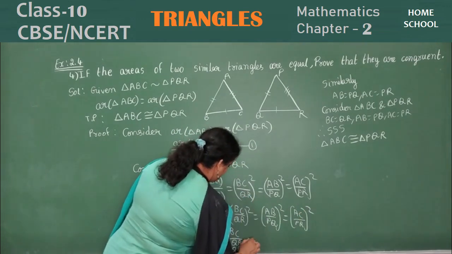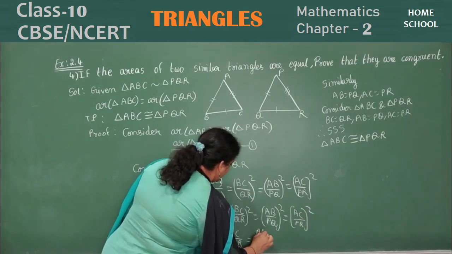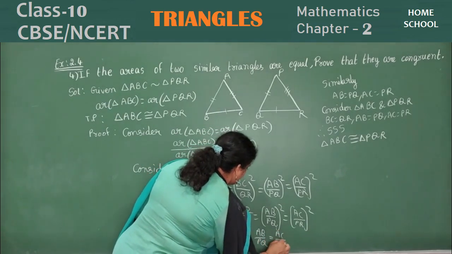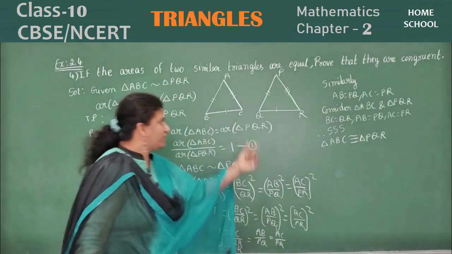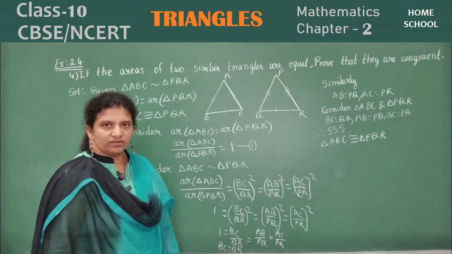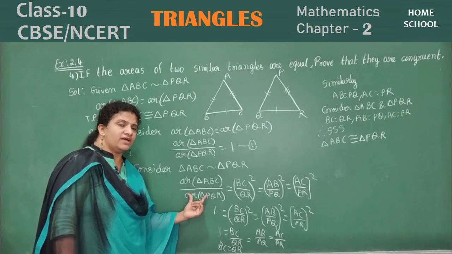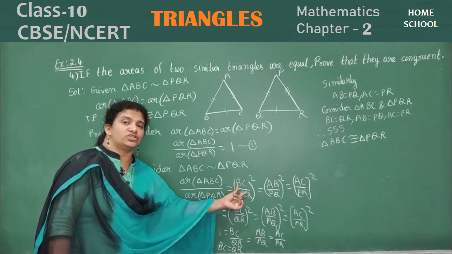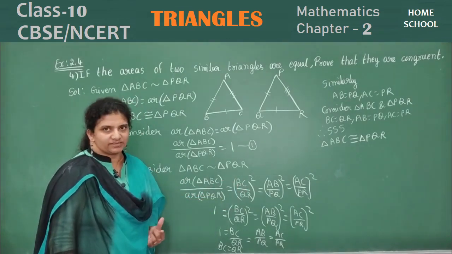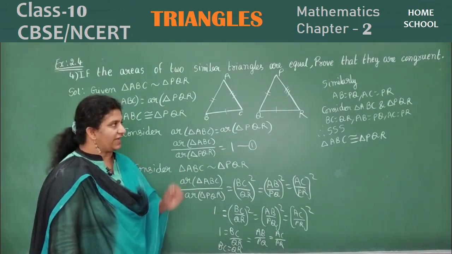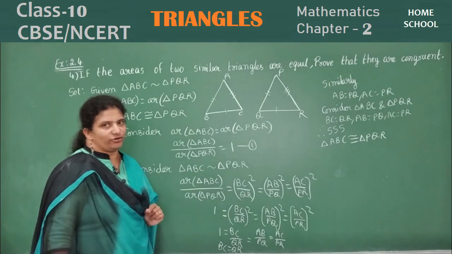So look here, what are you going to get? AB by PQ and AC by PR. Then if you write these ratios separately, you are going to get... So according to the theorem, the ratio of the areas is equal to the square of the ratio of their corresponding sides. Okay, by the theorem we have done this. Okay children, therefore the two triangles are congruent.